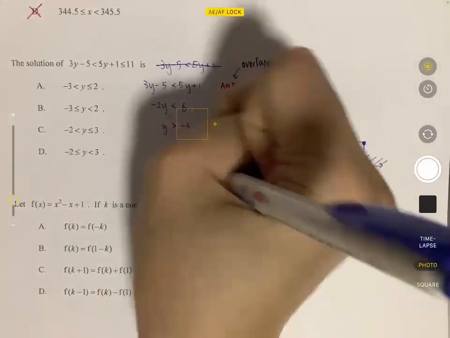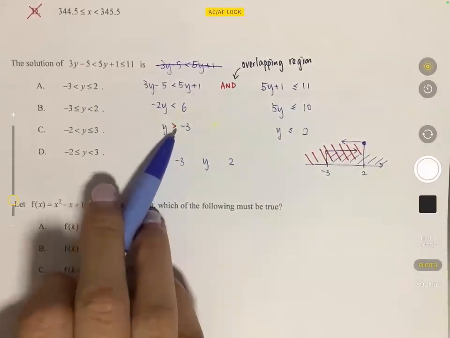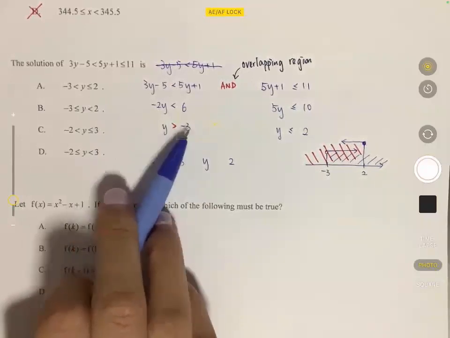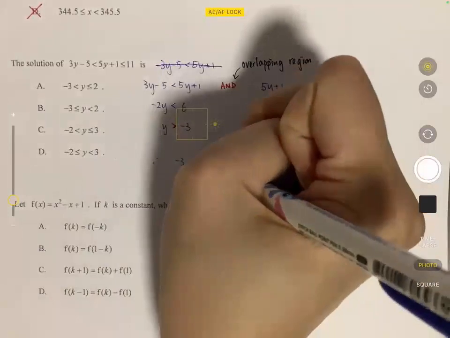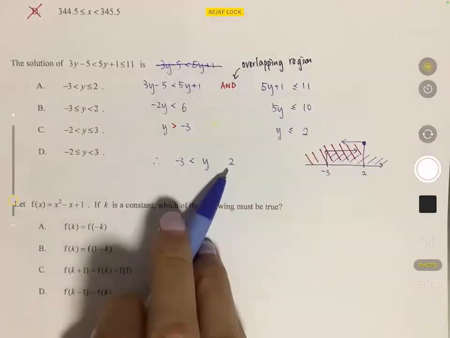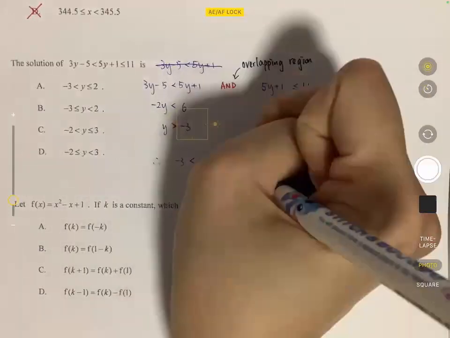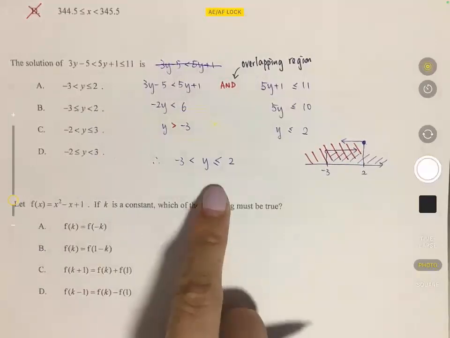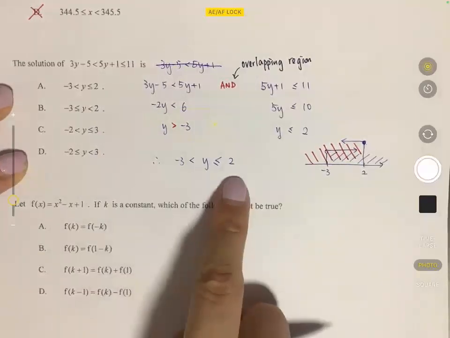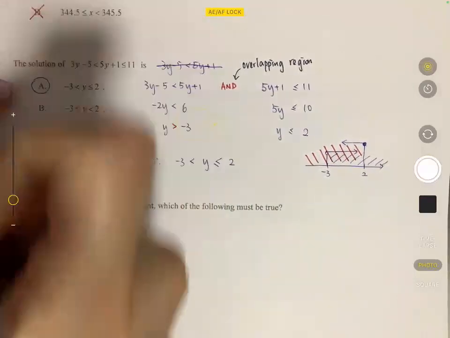How can I draw the sign here? For minus 3, just copy here. You see that the angle is pointing to the number. How about for the 2 here? For the 2, you see that the angle is pointing to y, and we have equal for this one. Okay, so let's check the answer. The answer for question 7 should be A. So that's for question 7.